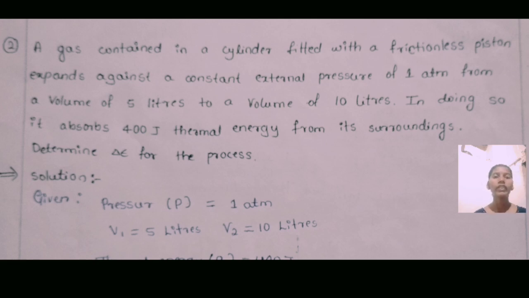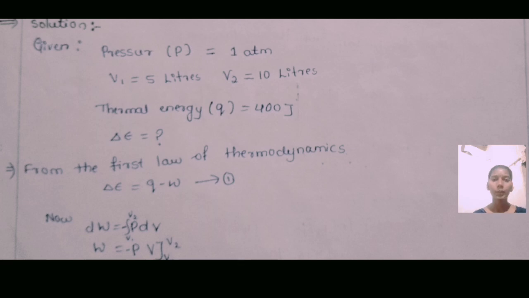Solution. Firstly we write the givens. P is the pressure, that is equal to 1 atm. V1 and V2 are the volumes of the cylinder, that is equal to 5 liters and 10 liters respectively. Q is the thermal energy, that is equal to 400 joules. Now we are going to determine the delta E, that is change in the internal energy.